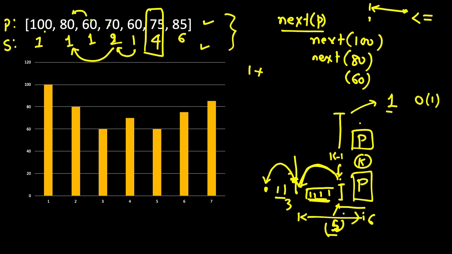No need to compare 60. We come here and again compare. Now it's larger. So you subtract this index. So this is 0, 1, 2. This is 1, 2, 3, 4, 5. So 5 minus 1 is 4. So its span is 4.